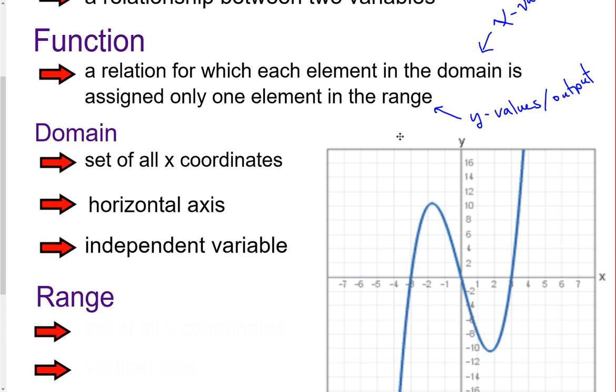If you look at this graph to the right here, we could have an x value of 2. That's this point on the graph right there. We could have an x value of 3. That's the point on the graph right there. We could have an x value of 0. We can have an x value of -2. Those are all parts of the domain.